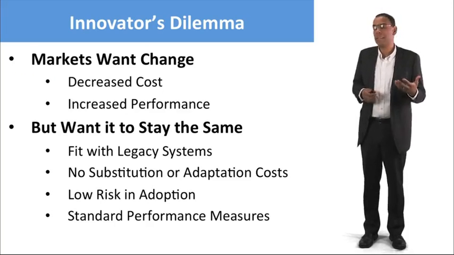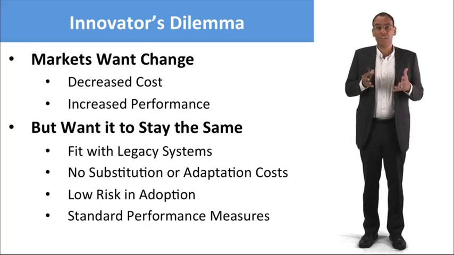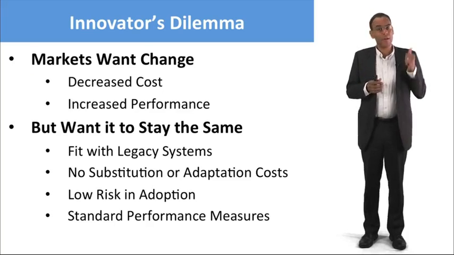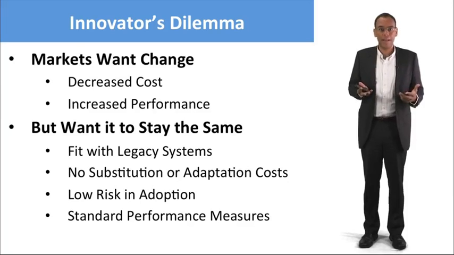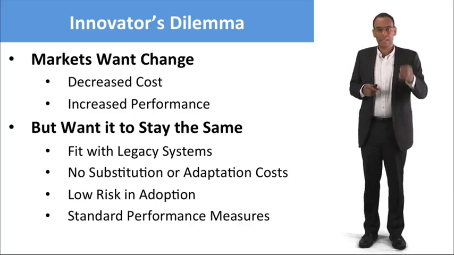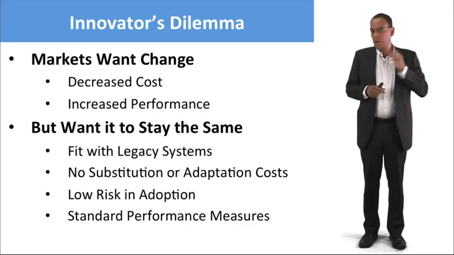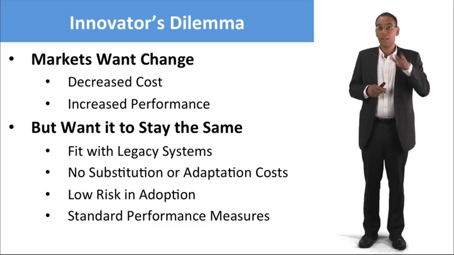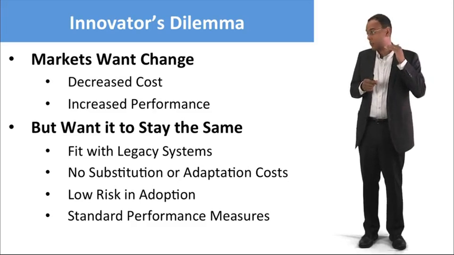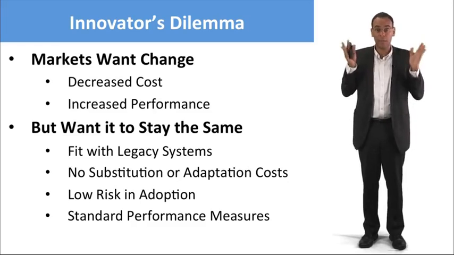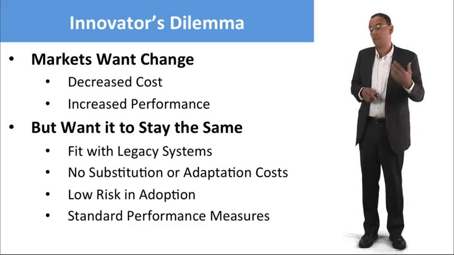So the basic dilemma, as I see it, is that markets want change. They want decreased costs, they want increased performance, the kind of things I just talked about. At the same time, they want everything to stay the same. I have a legacy system I want to keep fit with. I don't want any costs of substitution. I don't want any risks. I want to know how it's going to perform. I want to be able to say, okay, what is the standard performance measure of this new adoption that you're offering me?